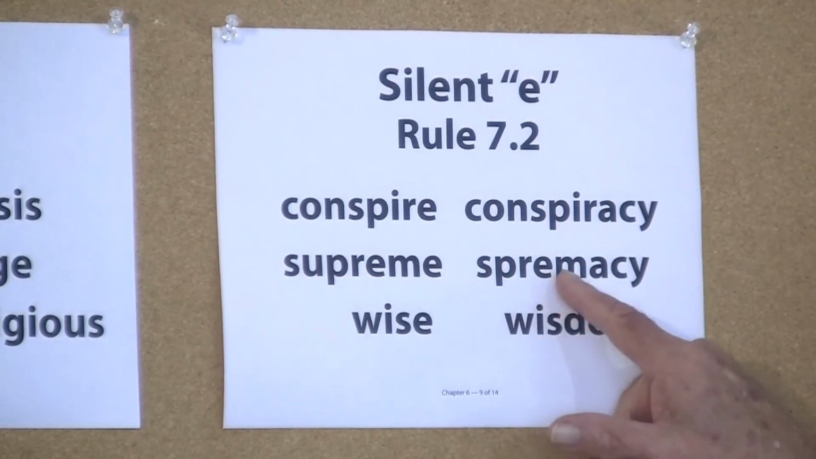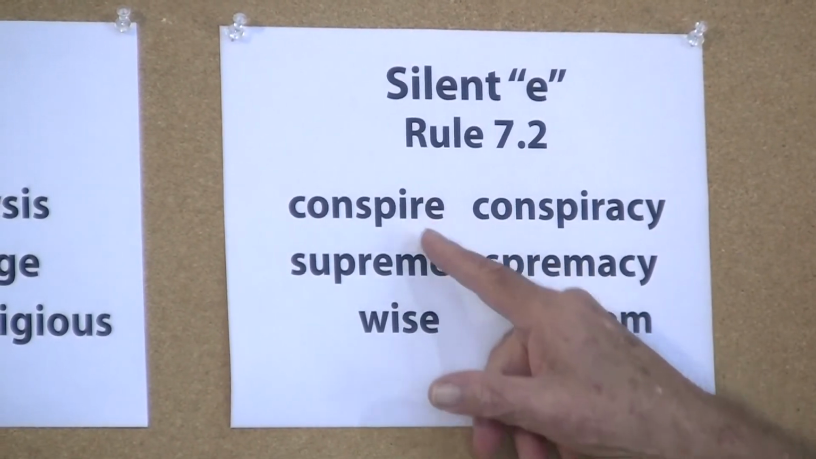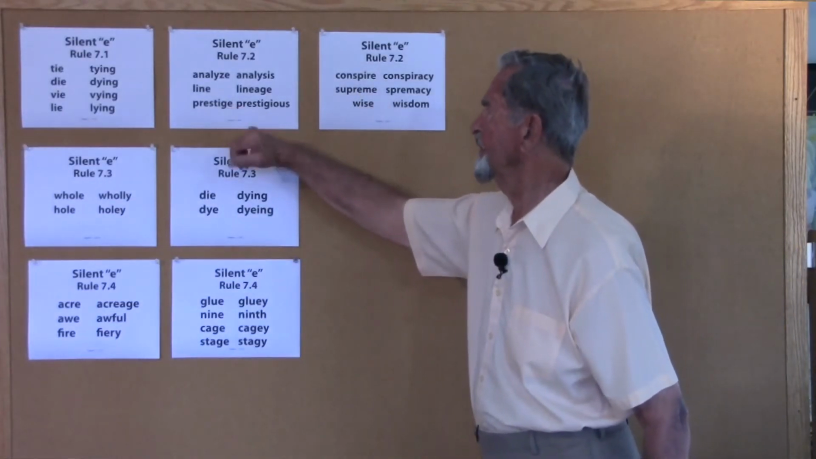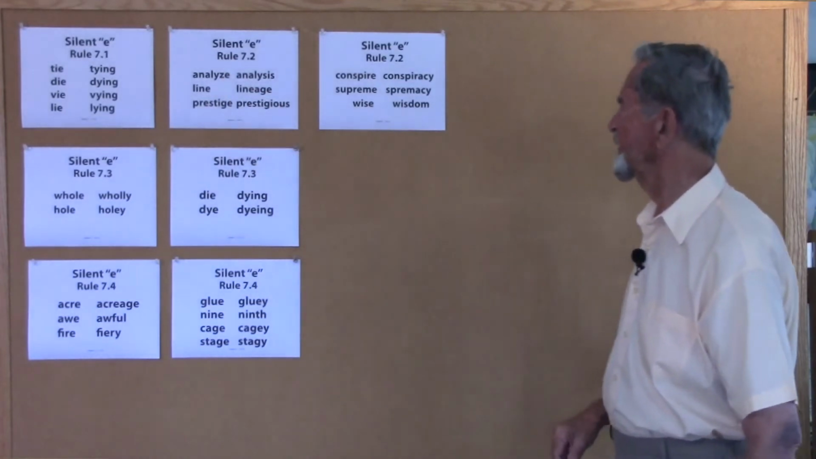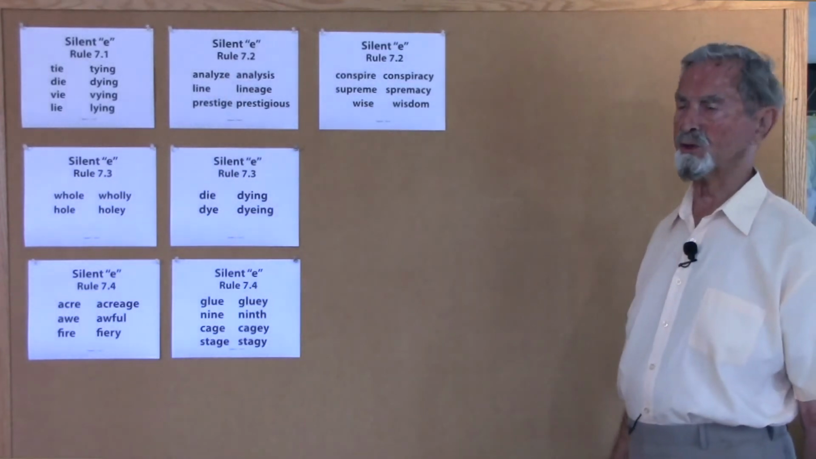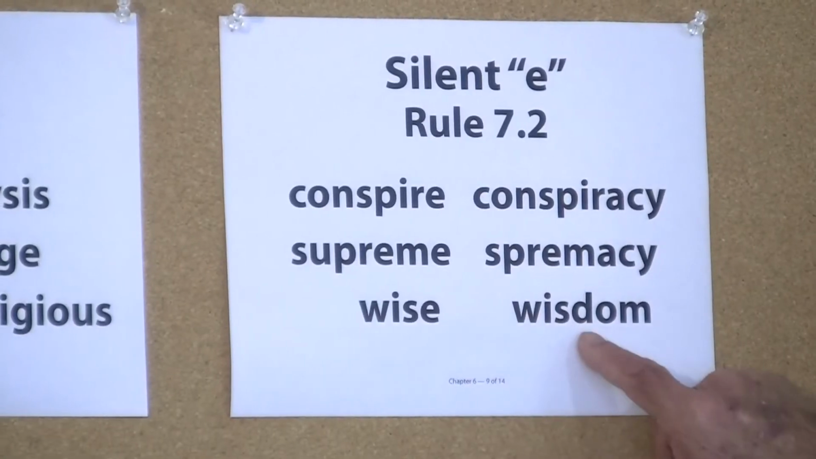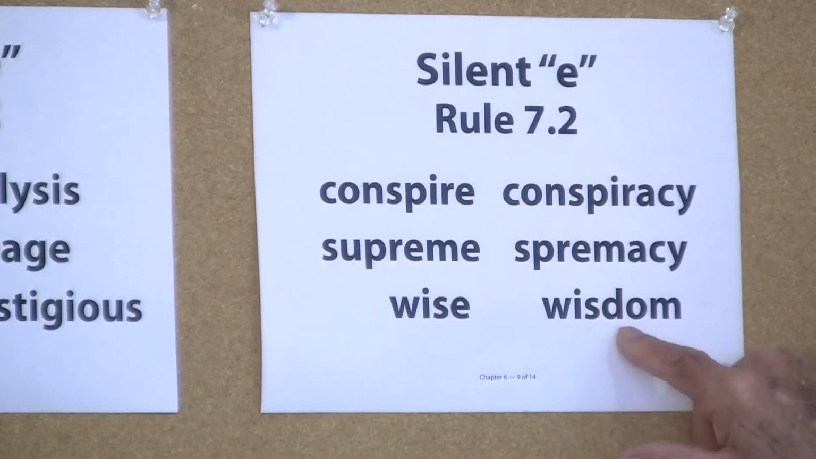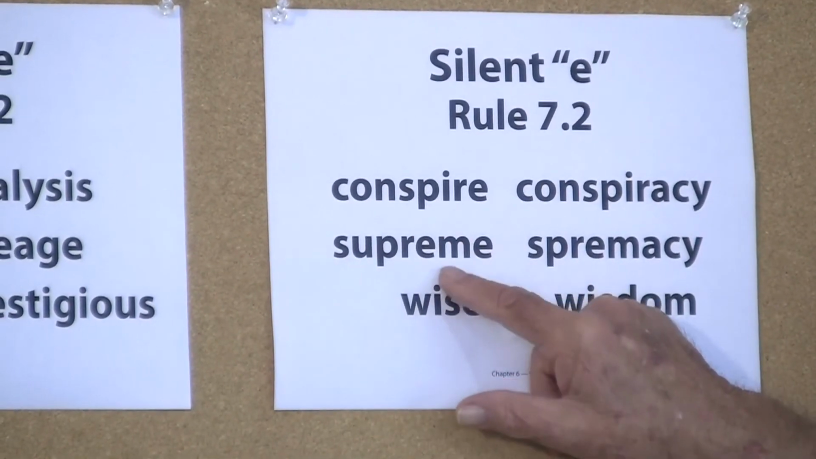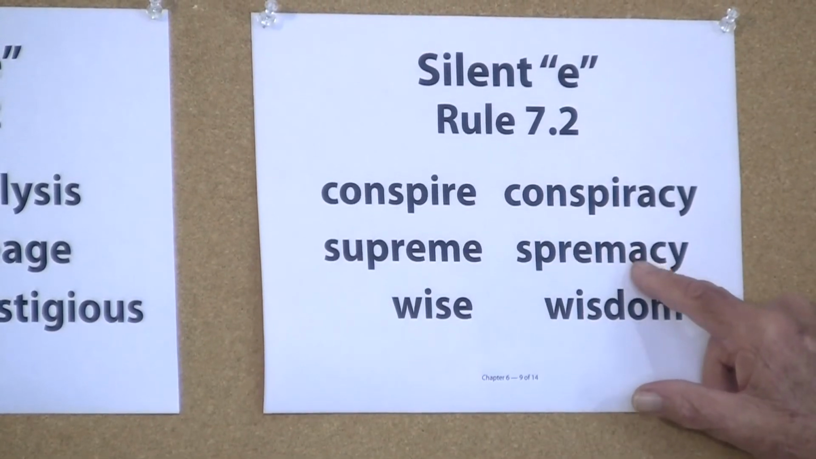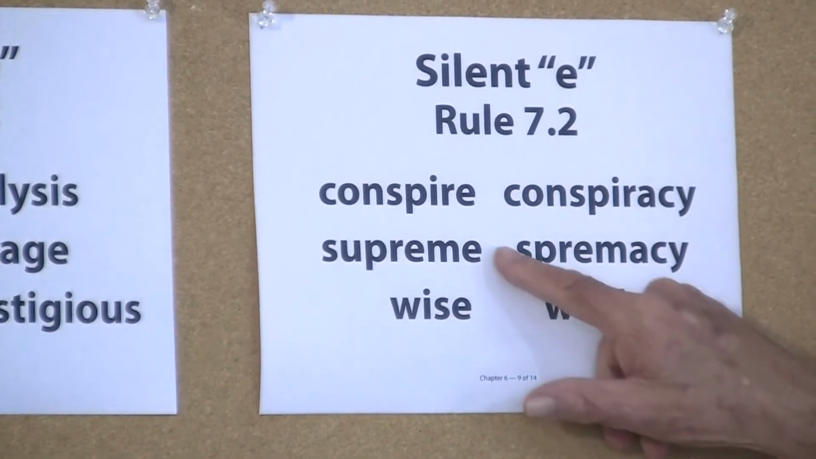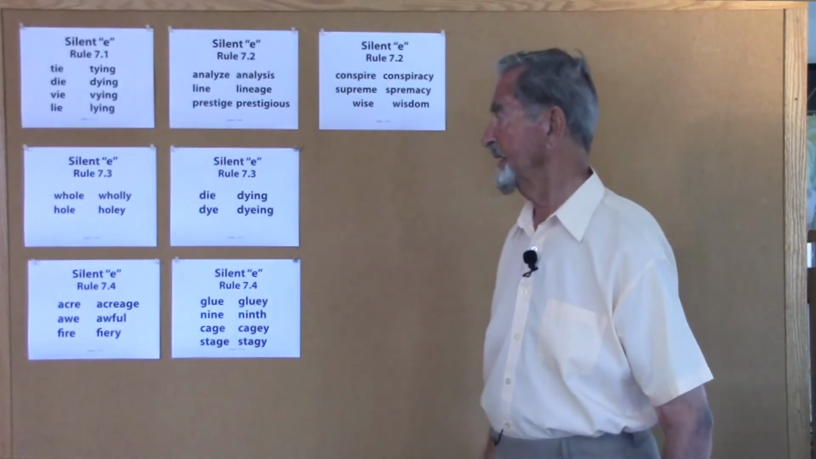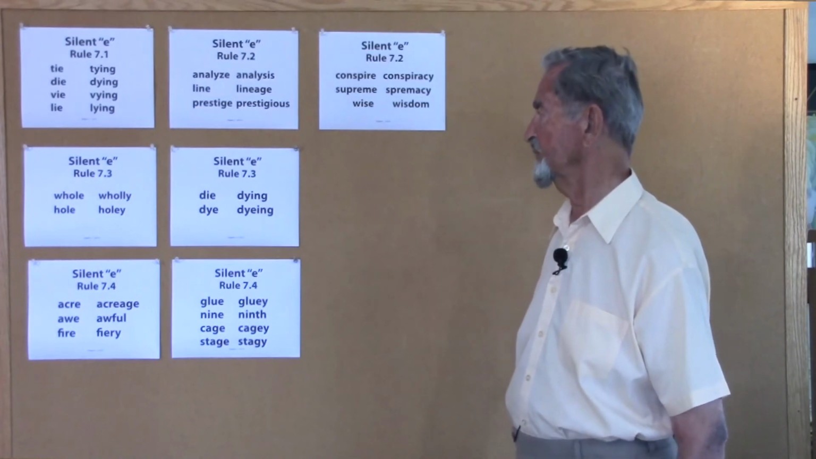Supreme, supremacy. And of course the E is disappearing each time. It disappeared there, it disappeared here, and it disappeared there. Wise, wisdom. You cannot say wisedom. Remove the E, wisdom. Supreme, you would not say supremeacy, supremacy. Remove the E. Notice the E is often simply removed when putting in suffixes.